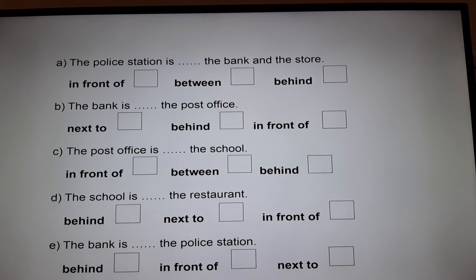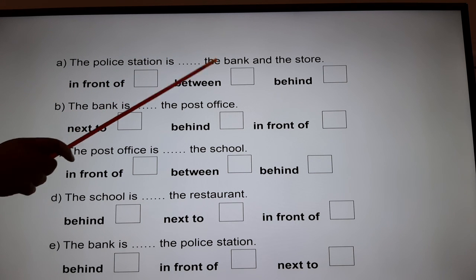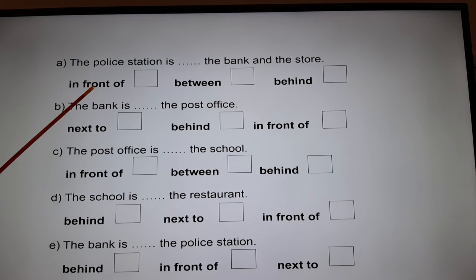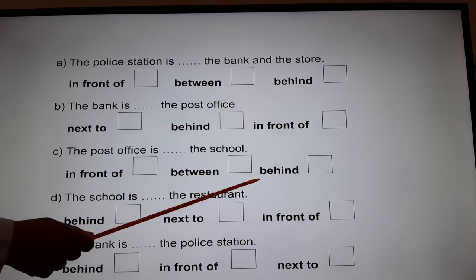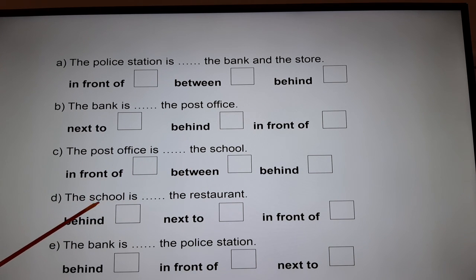Now, for example, A, we have the police station is, the bank and the store. Is it in front of, between, or behind? The bank, for B, the bank is, the post office. Is it next to, behind, or in front of? For C, the post office is in front of, between, or behind the school. D, the school is behind, next to, or in front of the restaurant. And E, the bank is behind, or in front of, or next to the police station.